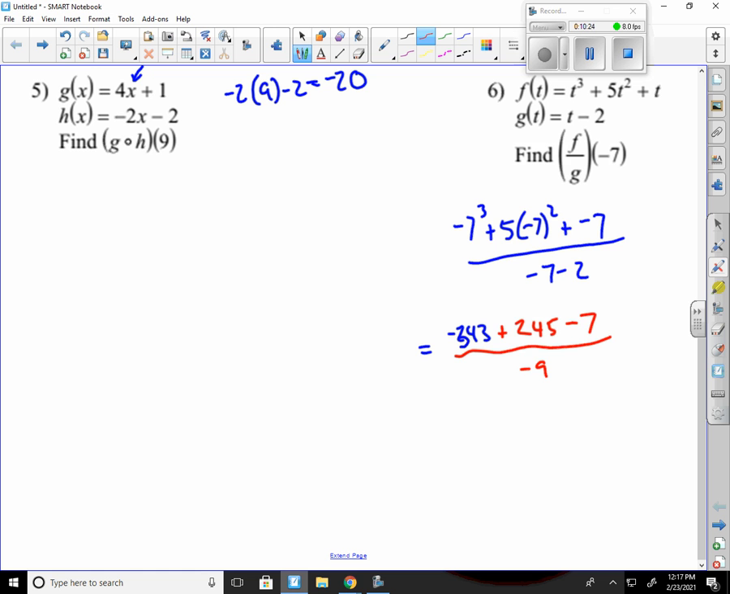Negative 343 plus 245 is going to give us negative 98. Minus 7 is negative 105. Negative 105 divided by negative 9 is 11.66666666, repeating, or 11 2/3, or 35 over 3. All right, that was fun.